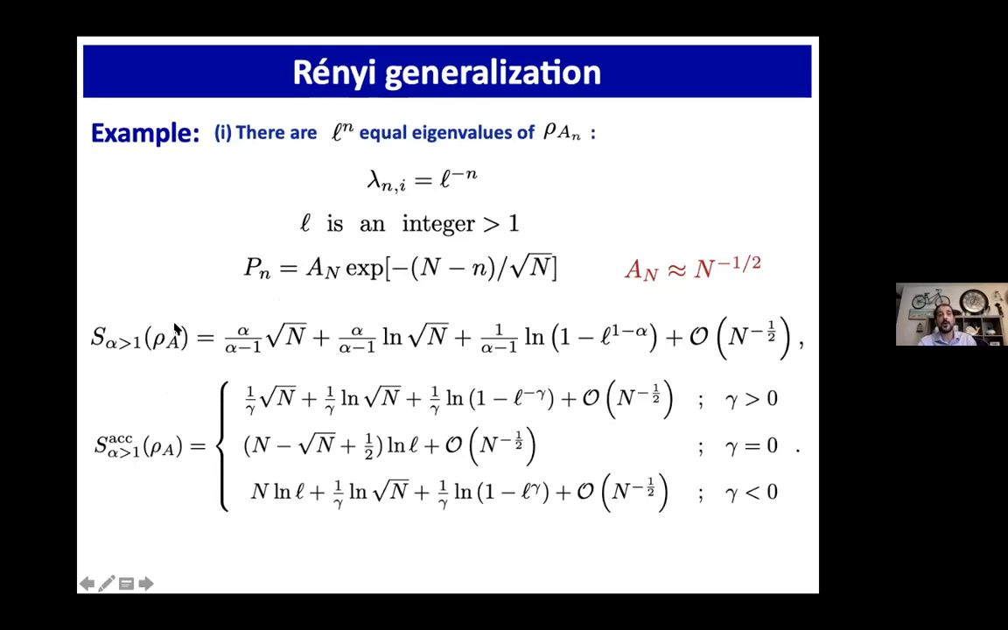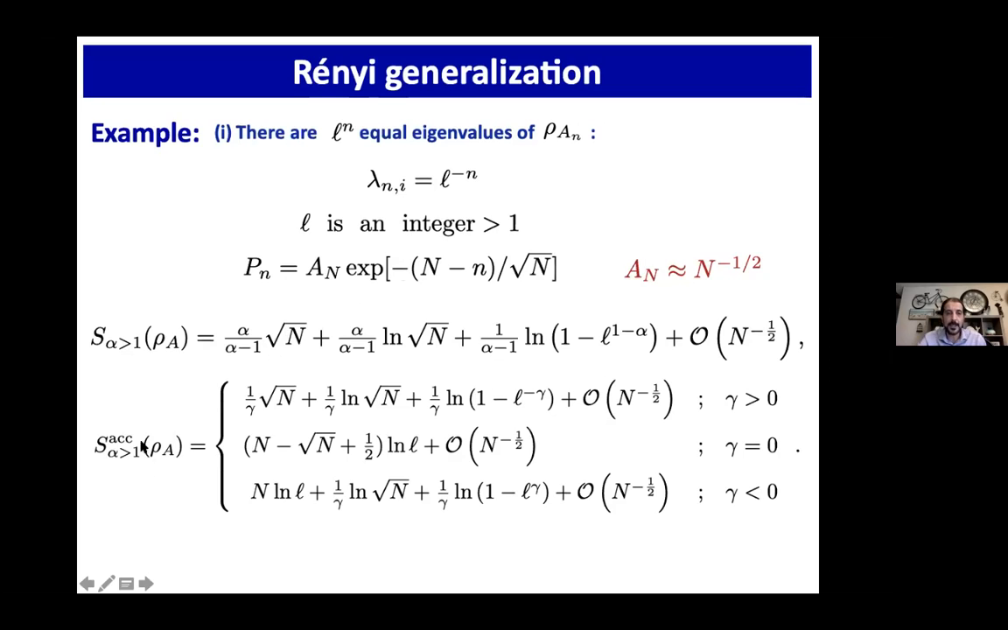Here we focus on the case of alpha greater than 1, because we are mainly interested in integer values of alpha, 2 and above. But we're going to see that this result actually turns out to be quite general. So the Rényi entanglement entropy for alpha greater than 1, obtained from the spectra, has that form. We see there's a leading term that goes as the square root of n.